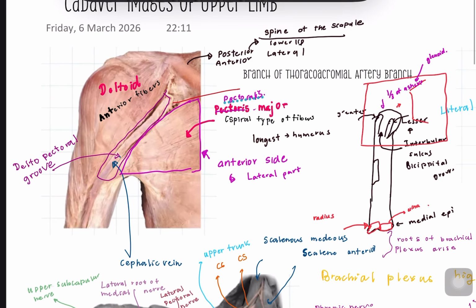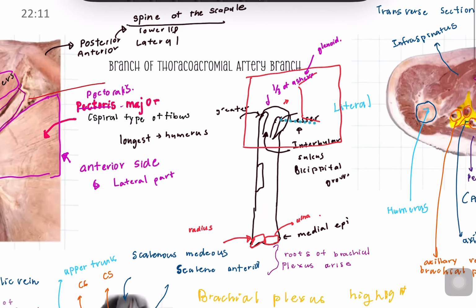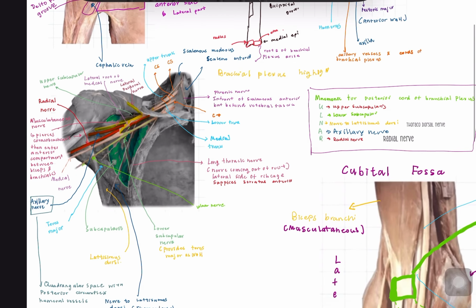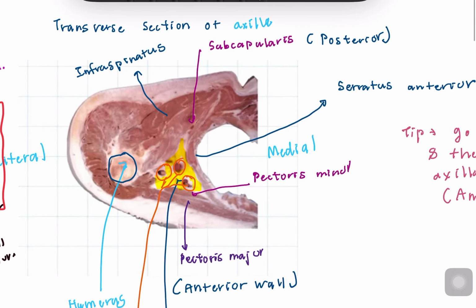And we have deltoid, the anterior fibers. And these are the lateral fibers, which is why we call deltoid a multipennate muscle. And in between, we have the deltopectoral groove. And then, if we look at the transverse section of the axilla, we can see the humerus.